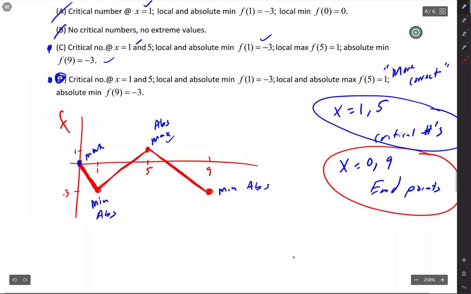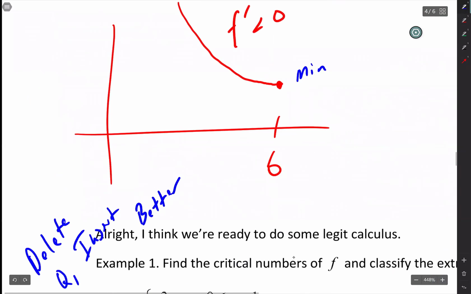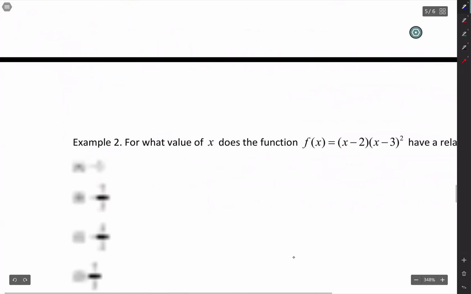I'm gonna delete this one for the future. I'm gonna put here for future notes, delete Q, insert better. At the end of the year, guys, I print out all my notes and I redo them. I guess I didn't catch this question last year. All right, let's keep going.